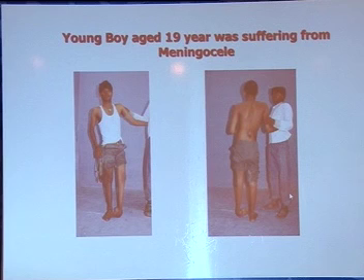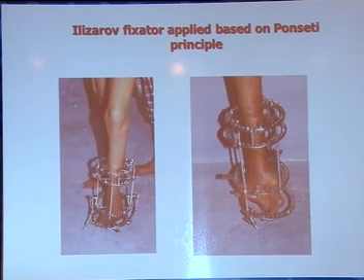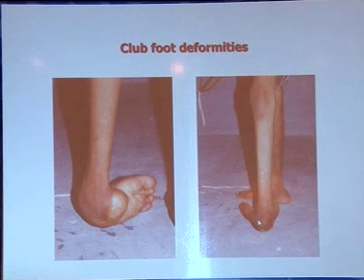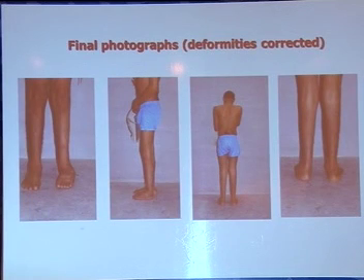That was a case of meningocele. A very big ulcer was there, and you can see that a lot of ulceration was there. He was walking, but people told him to get an amputation. So we applied these principles and the deformities were fully corrected.